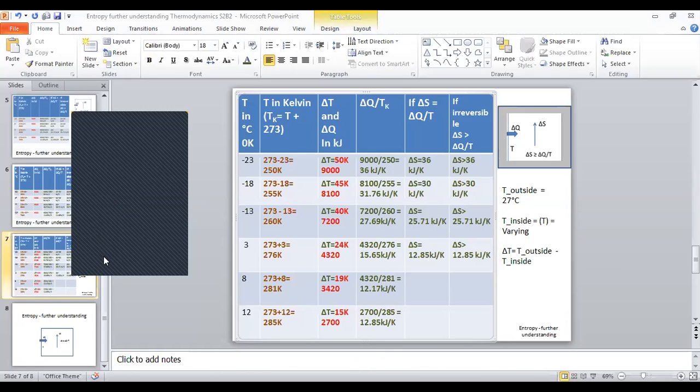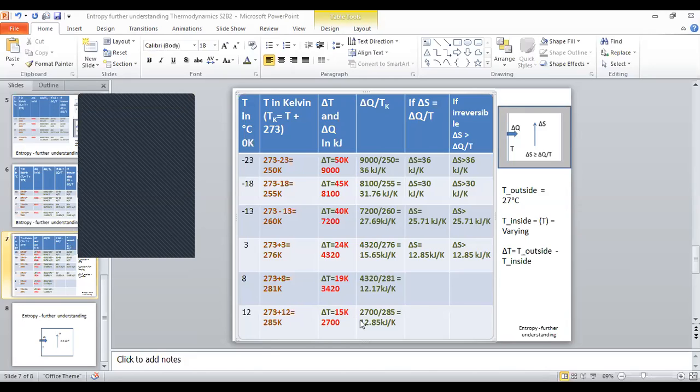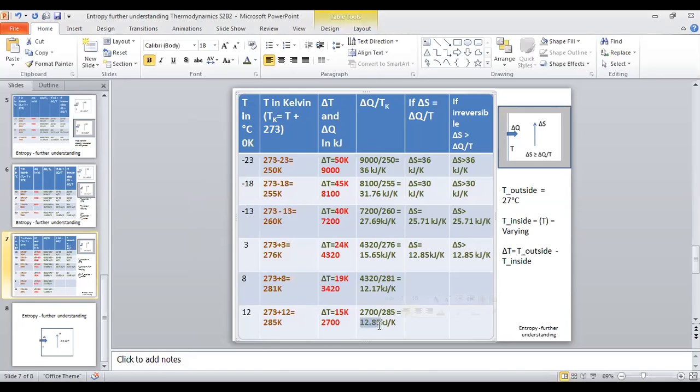So this is refrigerator application. 2,700 divided by 285 is 9.47. Very interesting. So this is delta Q by T. See the values: 36, 31.76, next 27.69, next 15.65.